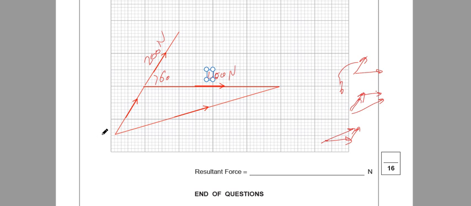You can use the ruler to find the length of this resultant force.